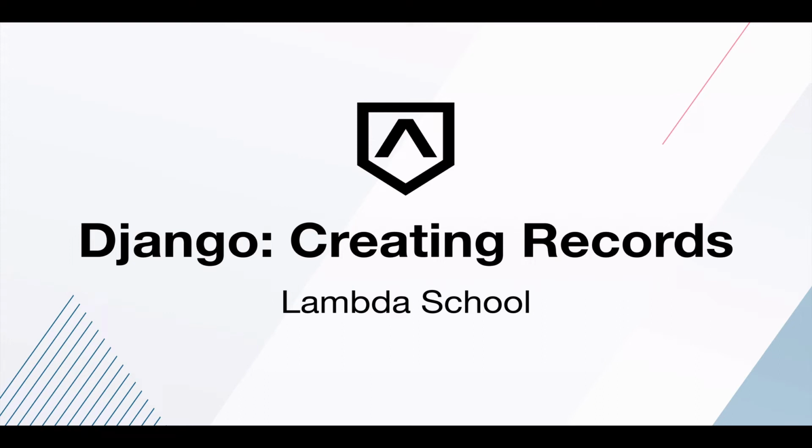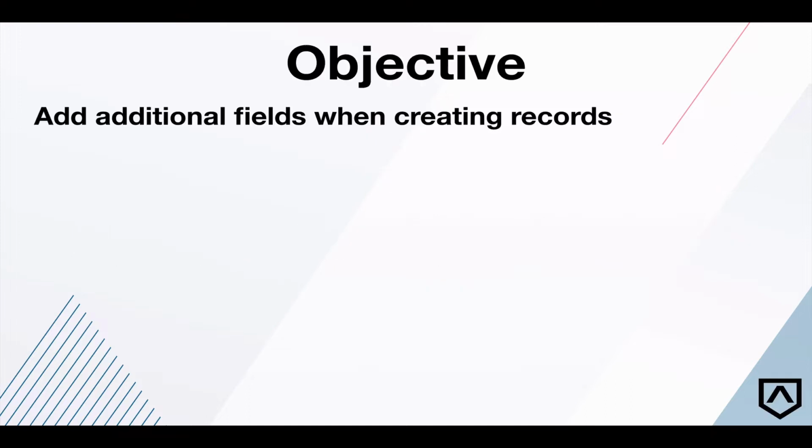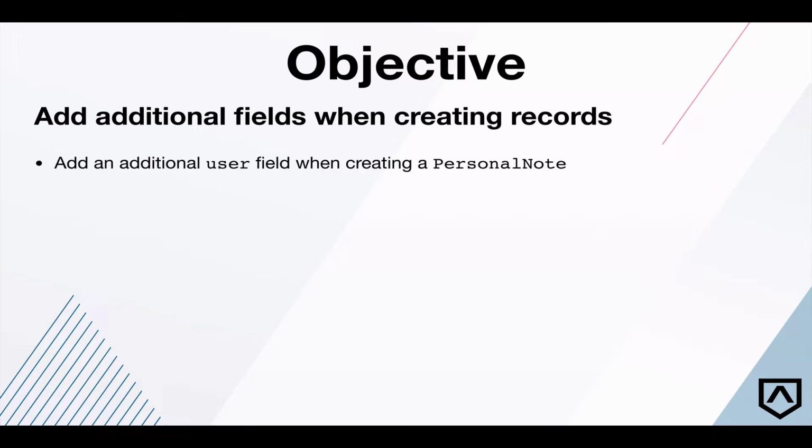Today we're going to continue on with Django and talk about how we create records with Django. As we saw yesterday when we tried to create a record through the API interface, it told us we couldn't do it because we didn't specify a user. So what we're going to do in this objective is add additional fields when we're creating records. We want to add that user field when we create a personal note.